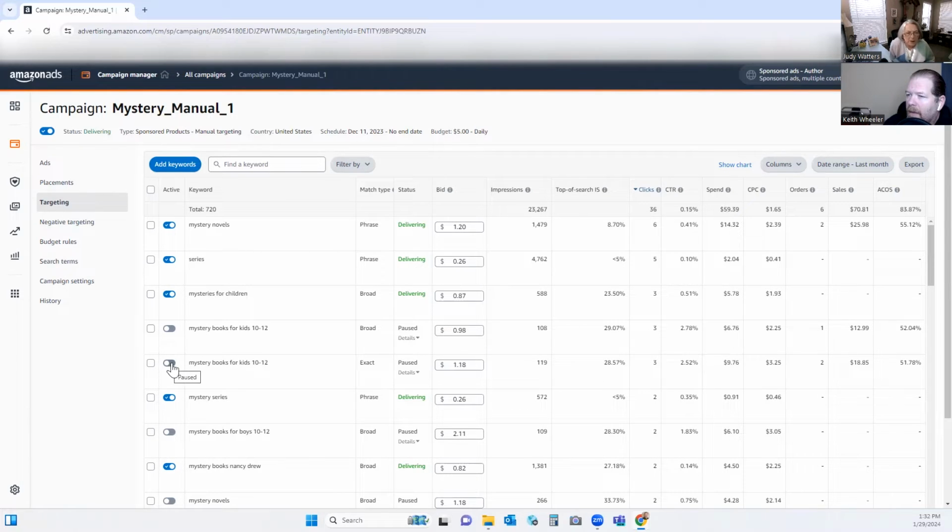Let's see. They're the same keywords. Yeah, but one is an exact match and one is a broad match. Oh, okay. So turn them both back on? I would turn them both back on, because they're making you money. That's what the ACoS tells you. The ACoS tells you it's making you money.